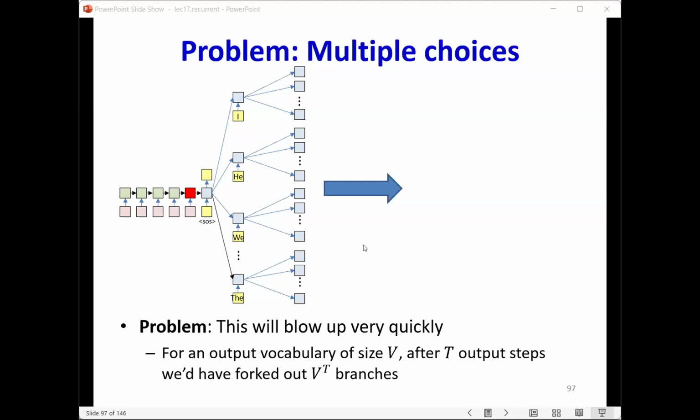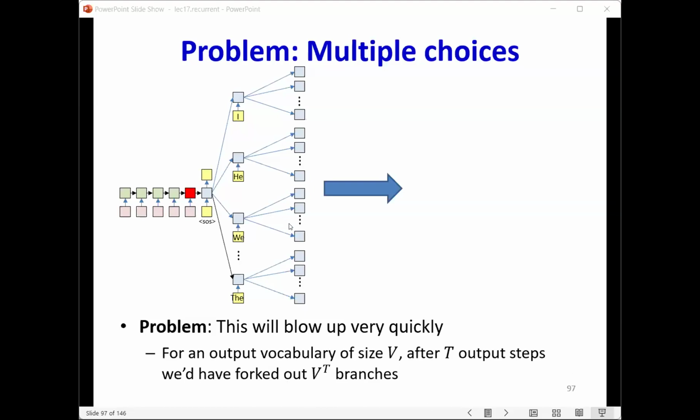Do you agree with this? Yes or no? Any responses, guys? Okay. And the problem here, someone mentioned it. What would the problem be with this? For an output vocabulary of size V, after T output steps, you would have forked out V raised to T branches. You're going to run out of compute and memory. It's exponentially branching very, very quickly. So this is not feasible.